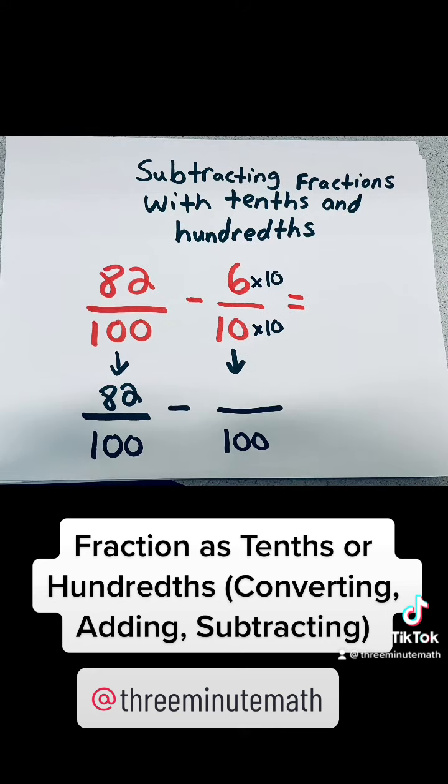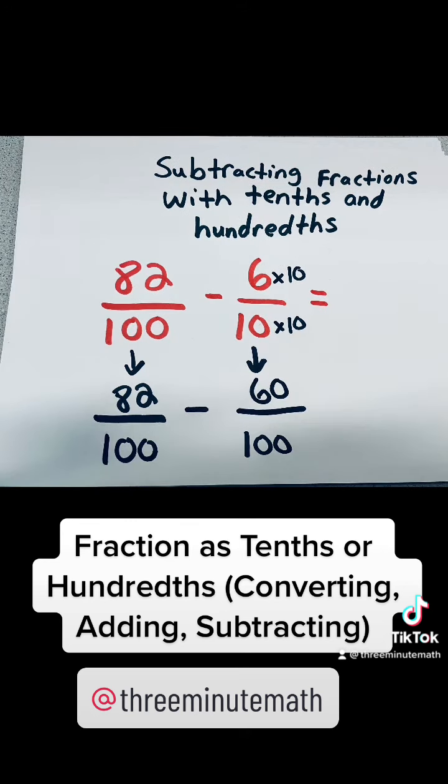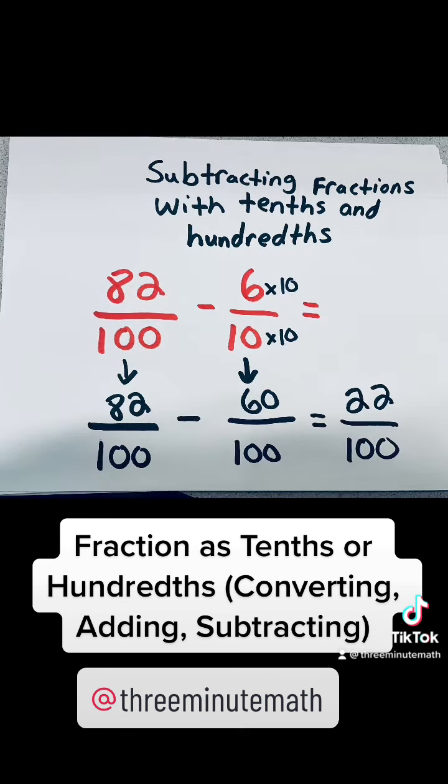I must do the same thing with my numerator, 6 times 10. That gives me my new fraction of 60 over 100. Now I'm ready to subtract. 82 hundredths minus 60 hundredths equals 22 hundredths.